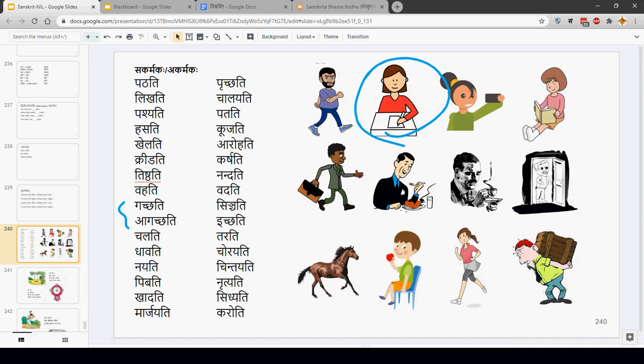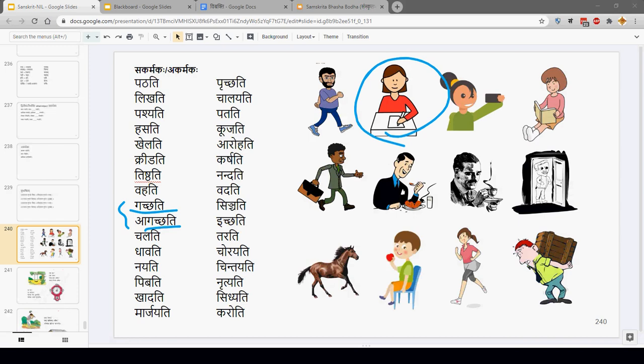So if we want to say he comes home, we put that home in the second case and we use agacchati. So, balakah gruham agacchati means the boy is coming home. But if you say balakah gruham gacchati, that means the boy is going home. But when we say agacchati, the boy is coming home. Balaka gruham agacchati. Balika gruham gacchati.